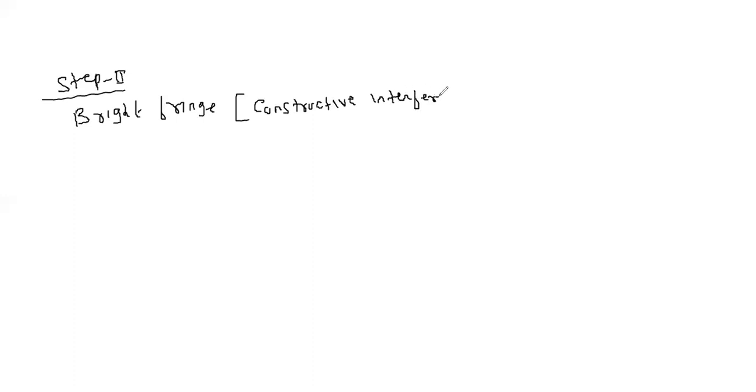Step 2 is for bright fringe. Bright fringe is also called what? Constructive interference. Constructive interference. We know that. What is the condition for constructive interference? Do you remember?